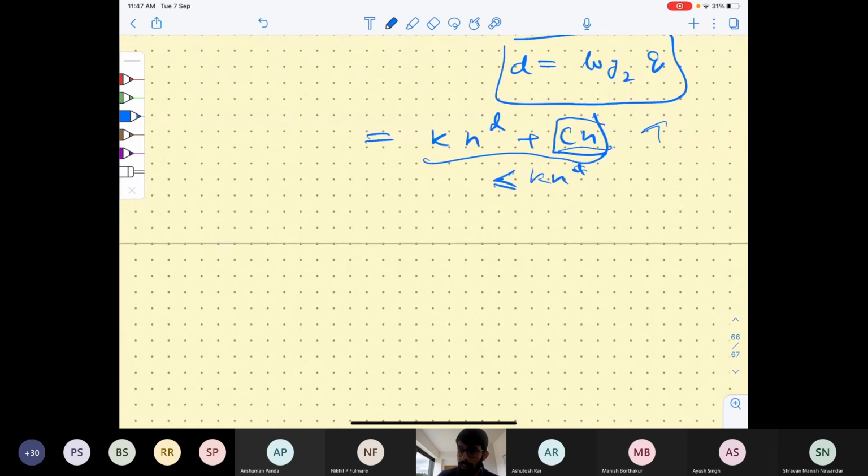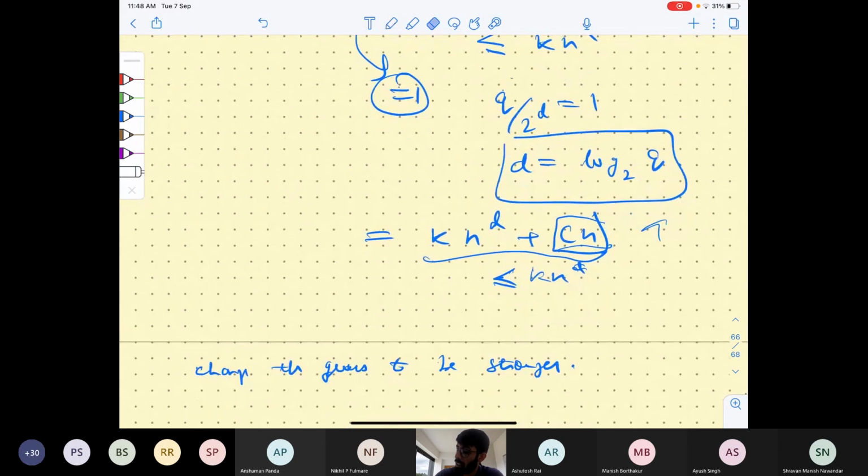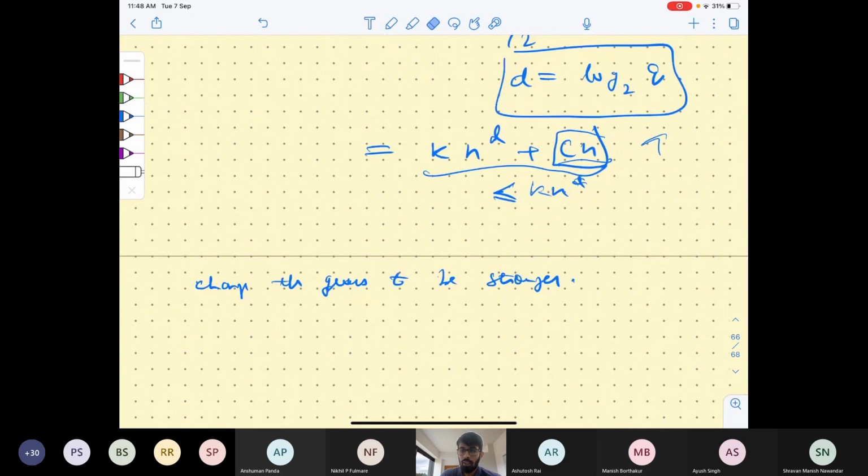There is another way to do it, which is strengthening the induction hypothesis. So change the guess to be something stronger. Now we want our guess to involve a negative term that can offset this cn term that we are getting that we don't want, so that they cancel out. So now we will take this guess to be, let's say, Tn is less than or equal to k n to the d minus some ln.